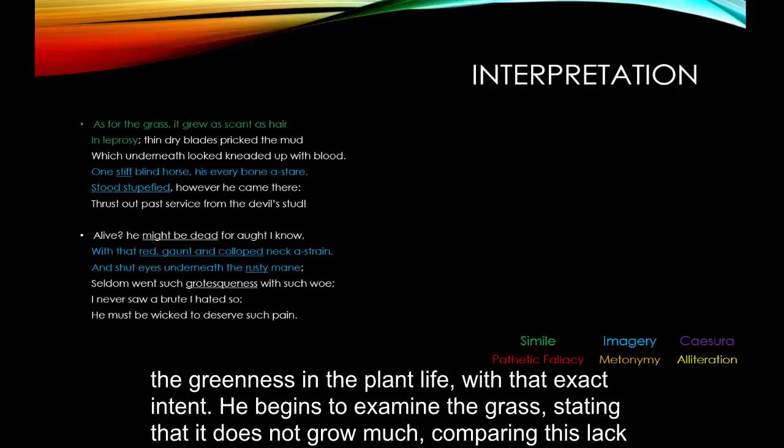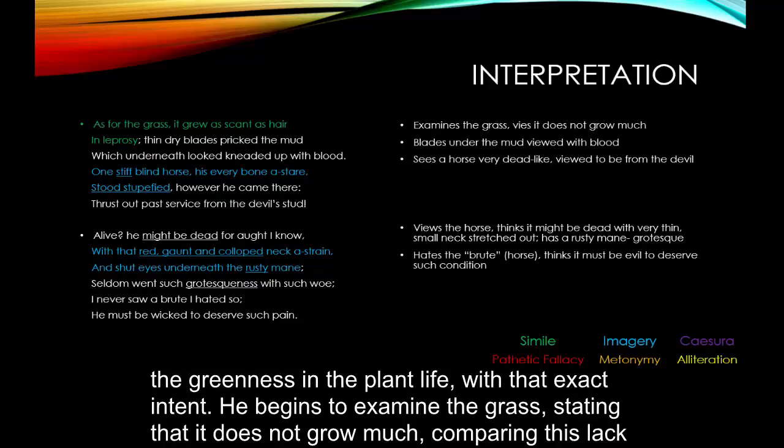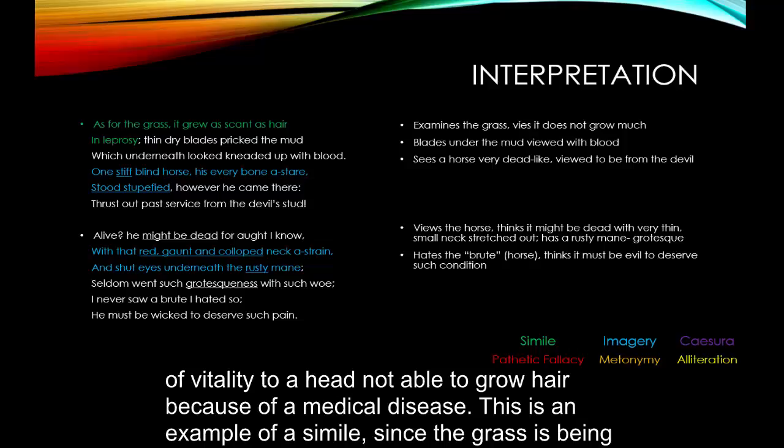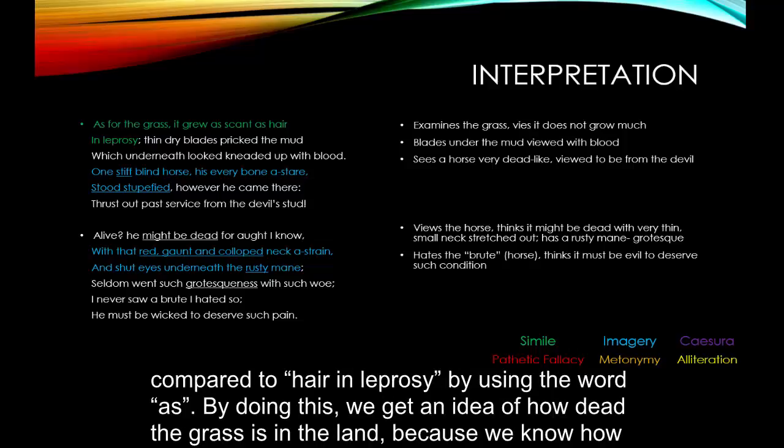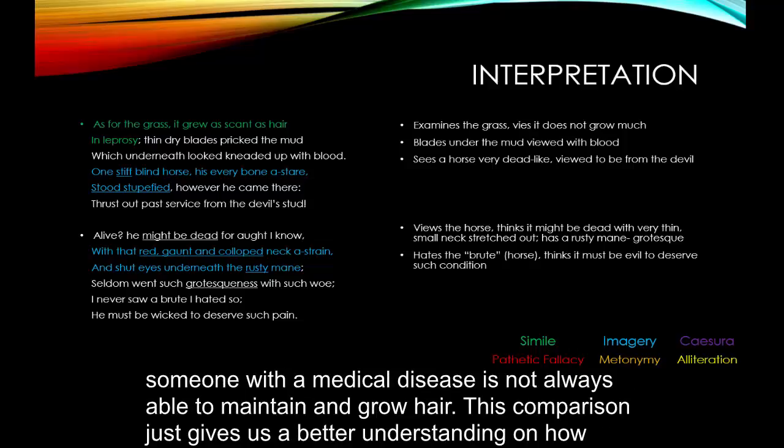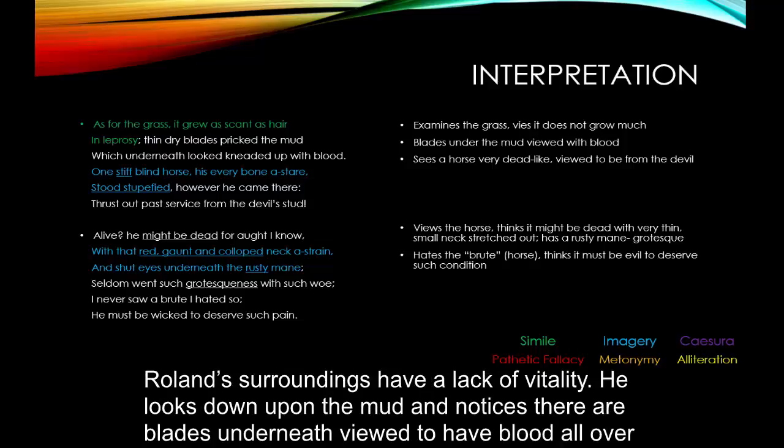He begins to examine the grass, stating that it does not grow much, comparing this lack of vitality to a head not able to grow hair because of a medical disease. This is an example of a simile, since the grass is being compared to hair and leprosy by using the word as. By doing this, we get an idea of how dead the grass is in the land, because we know how someone with a medical disease is not always able to maintain and grow hair. This comparison just gives us a better understanding on how Roland's surroundings have a lack of vitality.